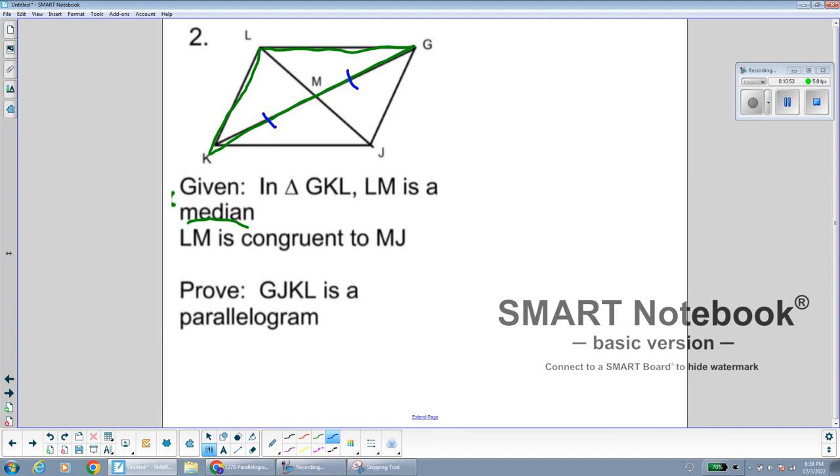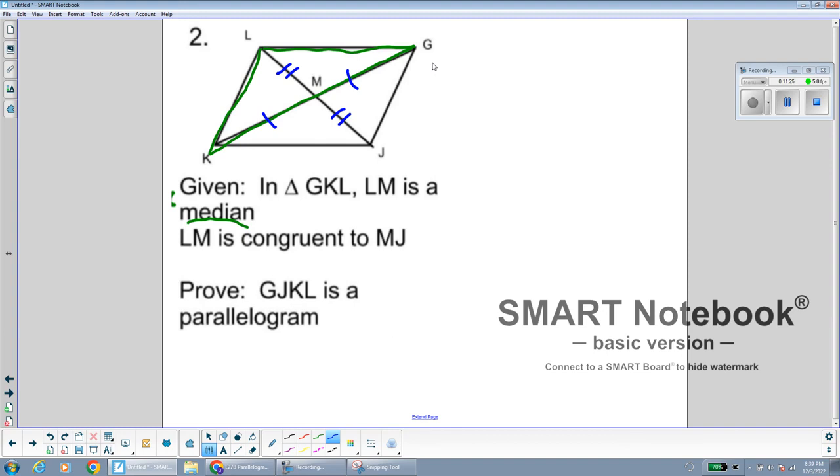Then we're told that LM is congruent to MJ. We need to prove that JGKL, the whole big quadrilateral, is a parallelogram. We actually already have enough information to say that it is. Can you find which property of parallelograms applies that we have proved here? We have proved that the diagonals bisect each other, which makes a quadrilateral a parallelogram.